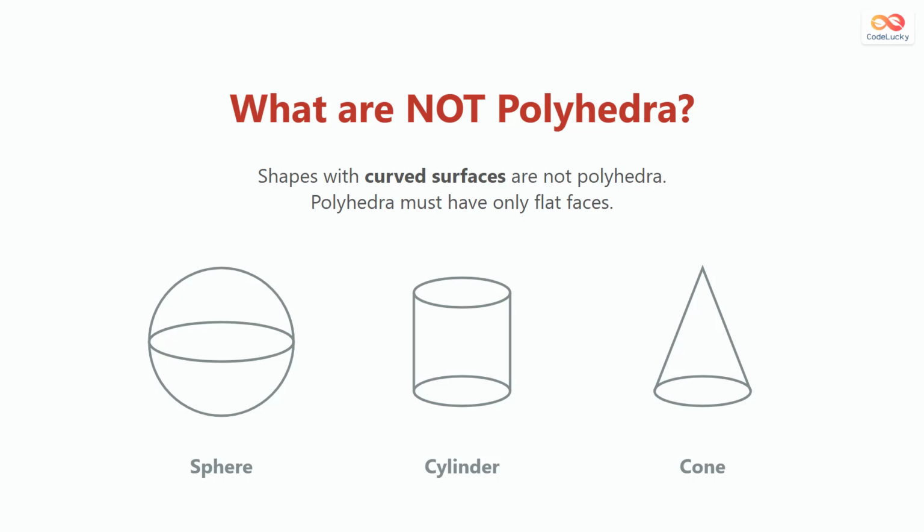It is important to know what is not a polyhedron. Shapes like spheres, cylinders, and cones are not polyhedra. Why? Because they have curved surfaces. Remember, a polyhedron must have flat faces only.